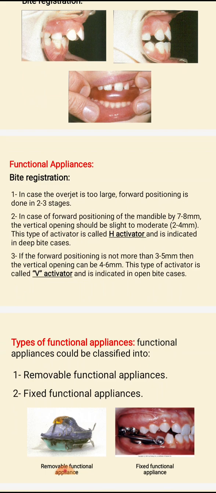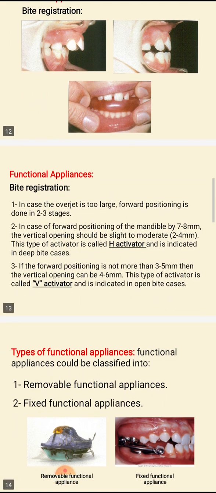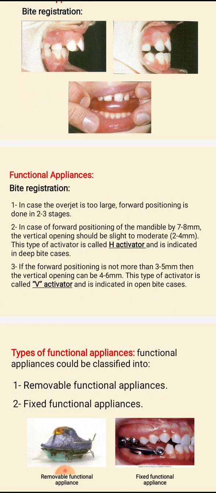If the forward positioning is not more than 3 to 5 millimeters, then the vertical opening can be 4 to 6 millimeters. This type of activator is called vertical activator or V activator or Harvold activator and is indicated in open bite cases. The large vertical opening causes intrusion of the posterior teeth. This intrusion will close the bite.